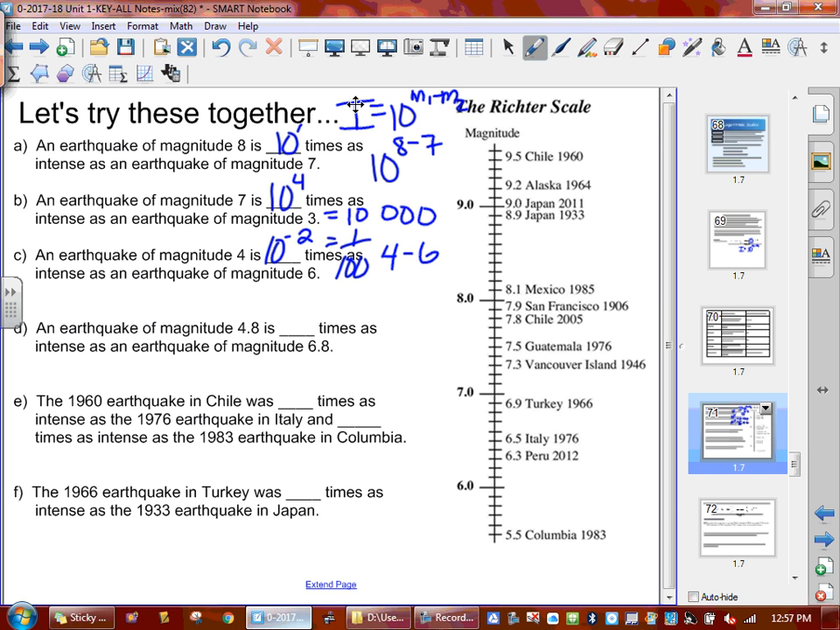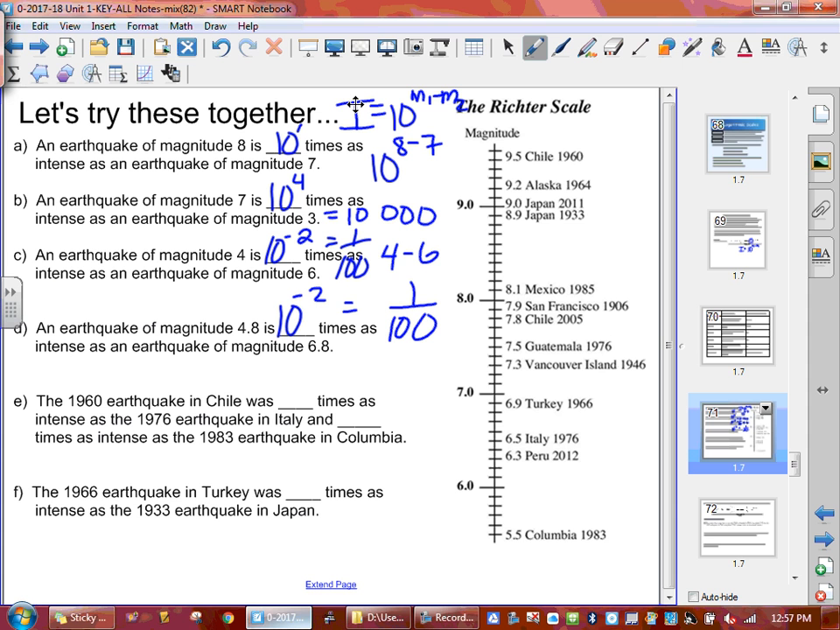Now we're going to compare 4.8 to 6.8. Well, what do you think 4.8 to 6.8 is going to compare as? To negative 2. It's going to be identical to the one right above it. So it's going to be 10 to the negative 2, which is 1/100th as big, 1/100th as strong.